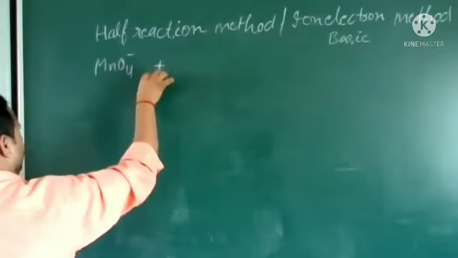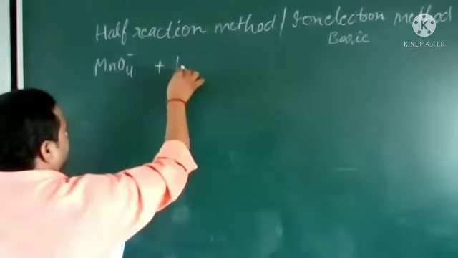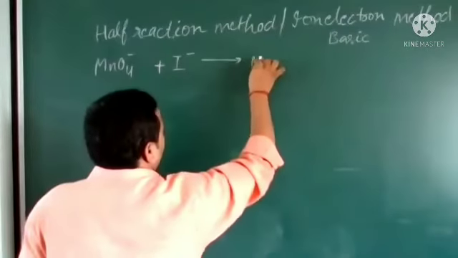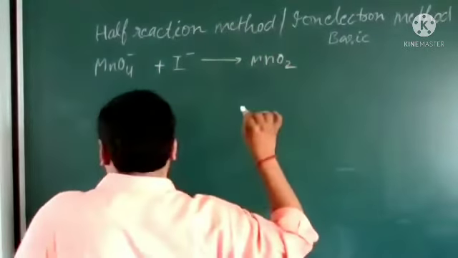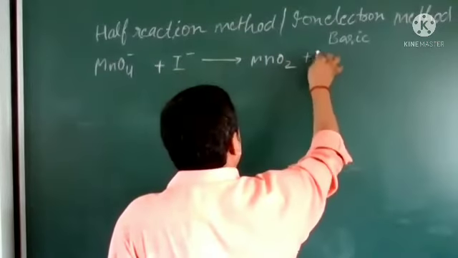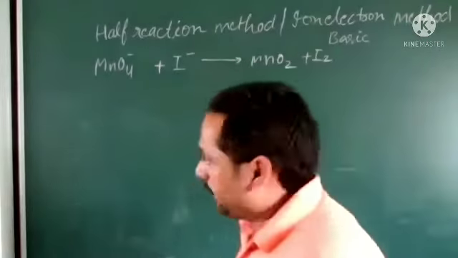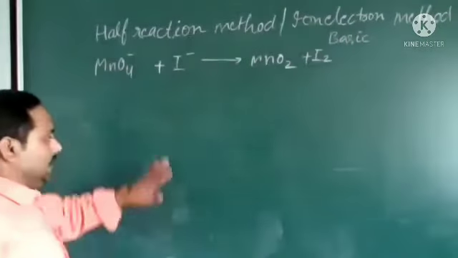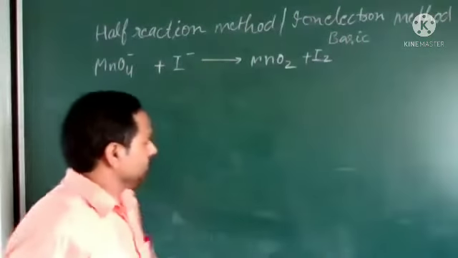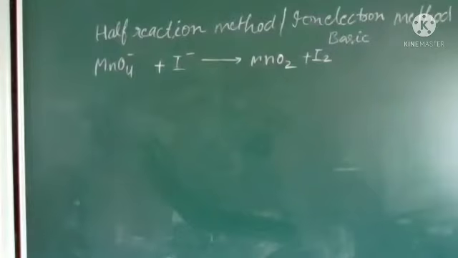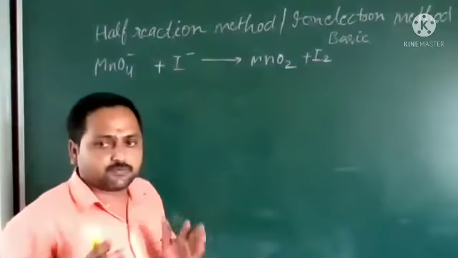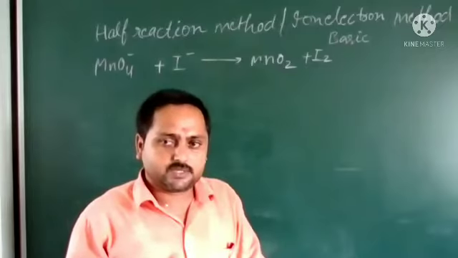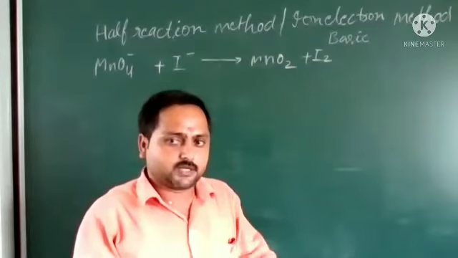The question is: MnO4 minus plus I minus gives MnO2 plus I2. This is the reaction and I will solve it. First we will find the oxidation part and the reduction part, which means the two half reactions.